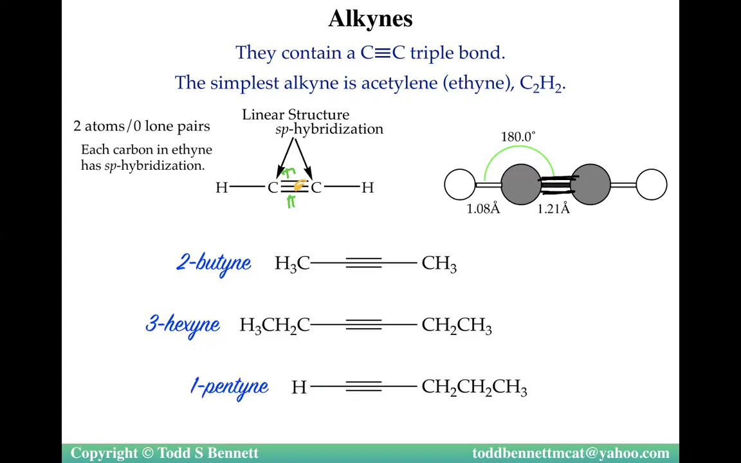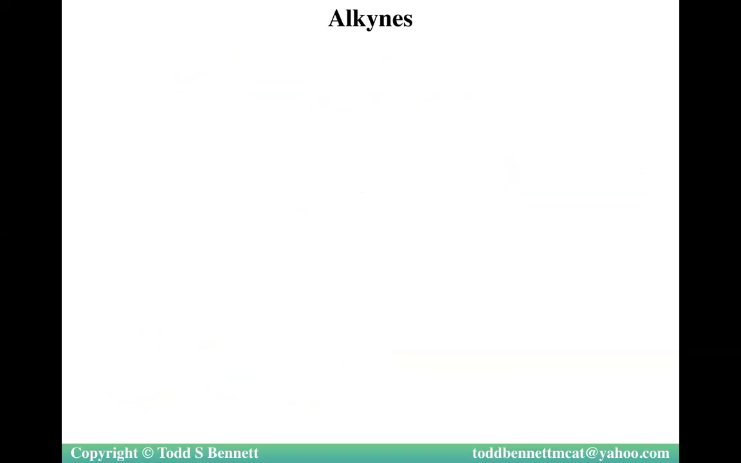So this is what's known as a terminal alkyne. So terminal, meaning the triple bond is between carbon 1 and carbon 2. And that makes this proton right there kind of acidic. pKa equals 26, roughly. Okay. So we have our alkyne trivia.